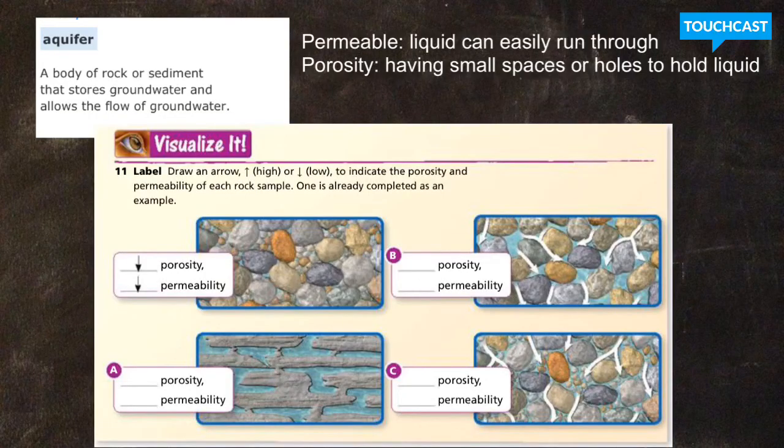So look at the pictures below and try to mentally draw an arrow showing which pictures have high or low porosity and permeability, and then we'll check your answers in just a few moments. If your answers look like mine here in the blue arrows, then good job! Well done!